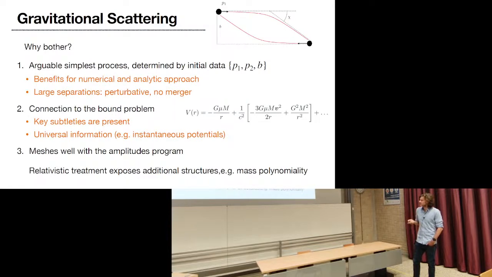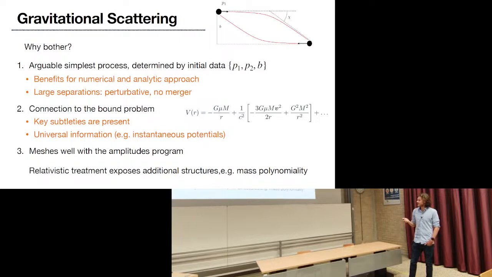So the reason why we're looking at this is more to get some better understanding of how these things look like. And in particular, scattering is arguably one of the simplest processes you can look at in any quantum field theory. And it's very beneficial to look at for both numerical and analytical approaches. It's also a problem that can be treated fully in a perturbative setup, so we don't have a merger, which might sound boring, but it's also very nice to keep the problem clean.